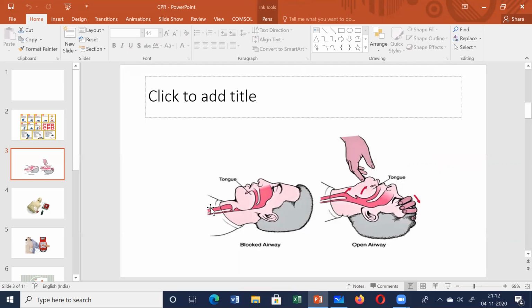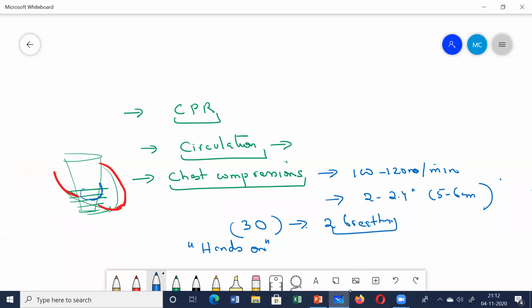So this is important to maintain the airway, an open airway. You have to use this chin lift, head tilt, or head tilt, chin lift maneuver. Right? So this is about the airway. I told you about the compressions. Next, let's talk about the breathing.